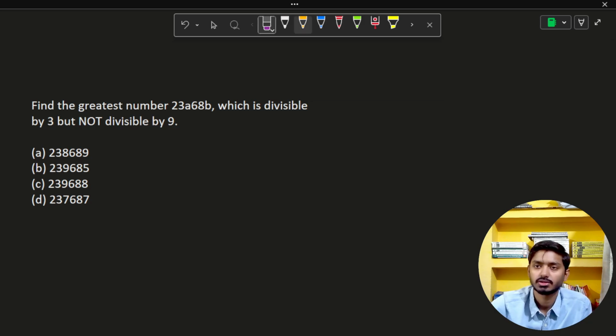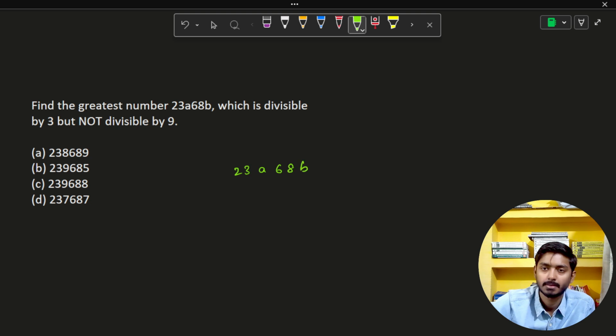Alright, let's try to solve this one. Let me write the question. The question states that this should be divisible by 3 but not by 9. Now, first of all, we'll try to use the divisibility test for 3. 3 and 6 get cancelled. 8 and 2 give us 10. Divide 10 by 3, we get remainder 1. So we are left with 1 plus a plus b.